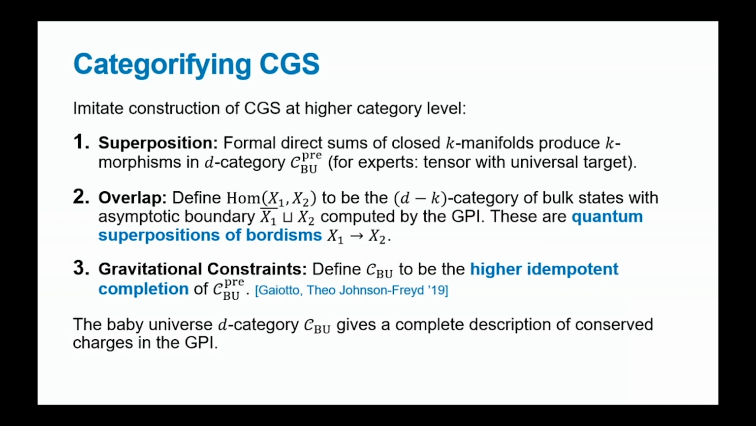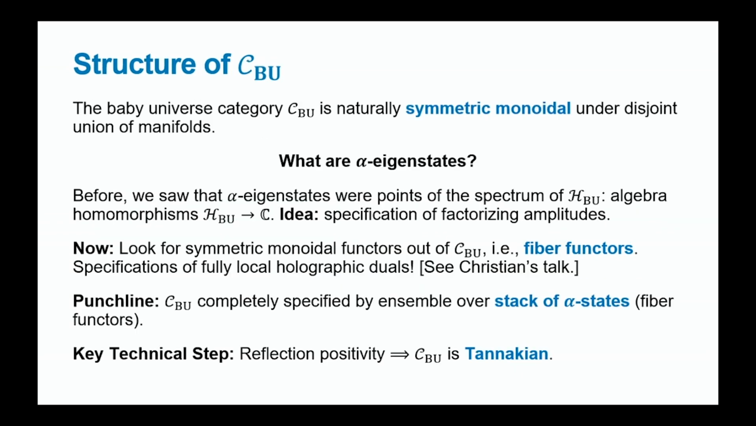Maybe something that's worth pointing out is, well, maybe I'll say the next slide and then I'll say this. So before, when we had the baby universe Hilbert space, the next step was to understand its structure. And the way we understood its structure is that we understood it was an algebra, and then we used some theorems about the structure of commutative C-star algebras.